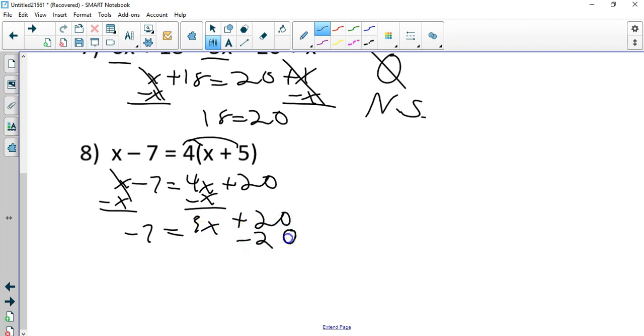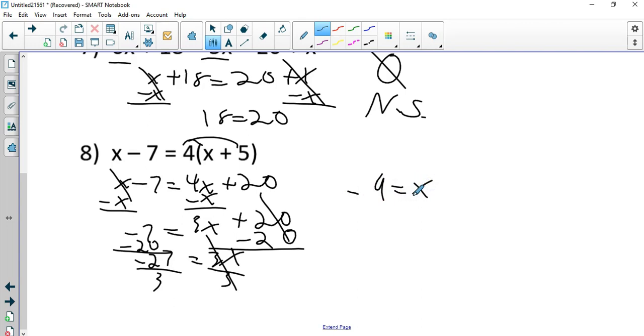Subtract 20. Since I moved the letters right, I have to move the numbers left. Cancel. I get, borrow $7, borrow $20, I owe $27. Equals 3x. Last step is to divide. And that works out to be negative 9 equals x. And I can write it either way. This is okay. Or I can write this, which most people are more comfortable with. X equals negative 9.